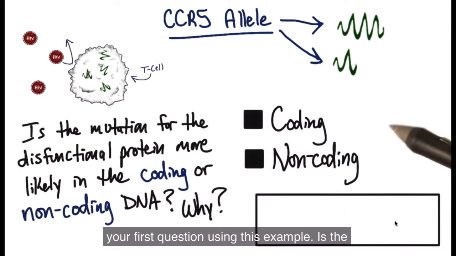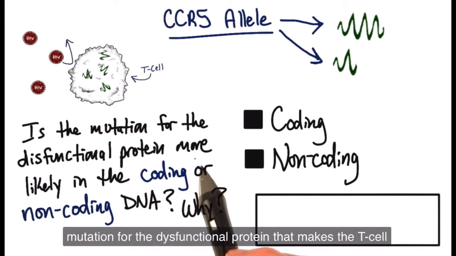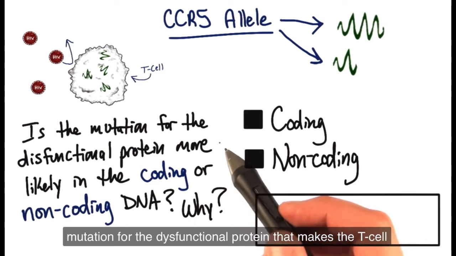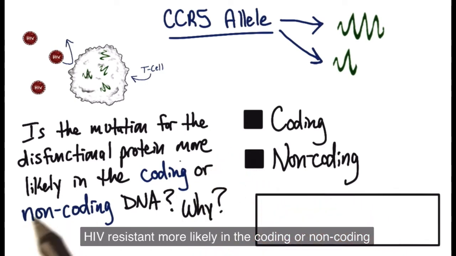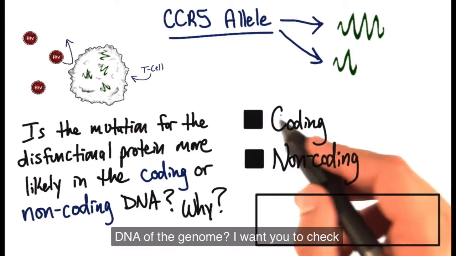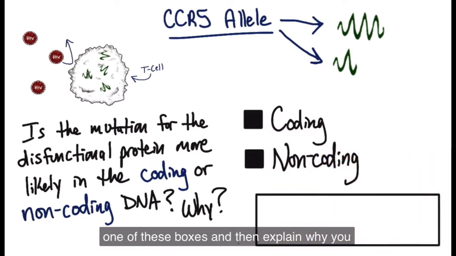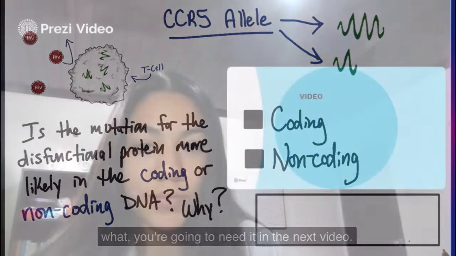So here's your first question using this example. Is the mutation for the dysfunctional protein that makes the T cell HIV resistant more likely in the coding or non-coding DNA of the genome? I want you to check one of these boxes and then explain why you think that's the answer in this text box here. I want you to save your answer because guess what? You're going to need it.